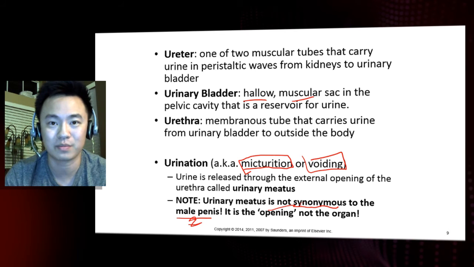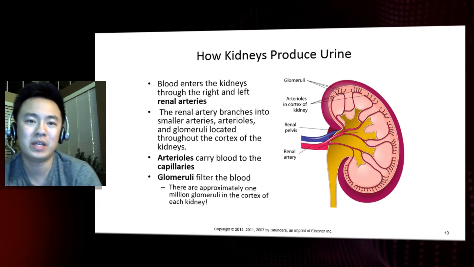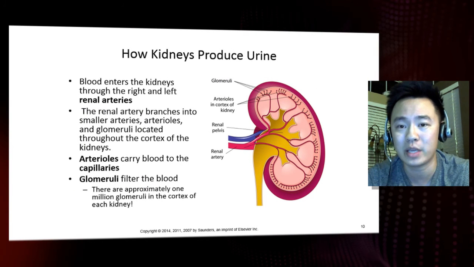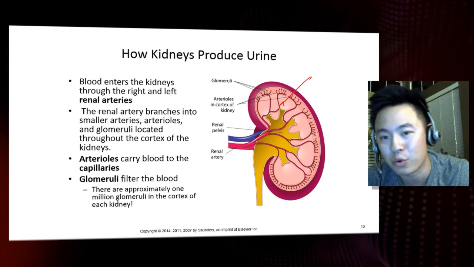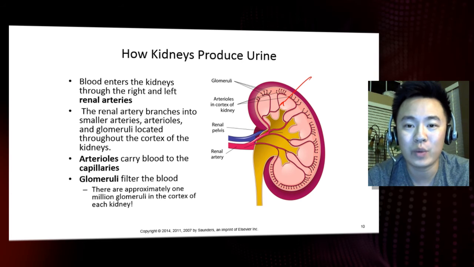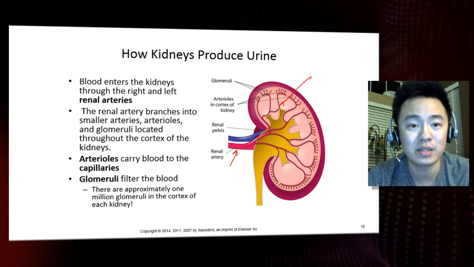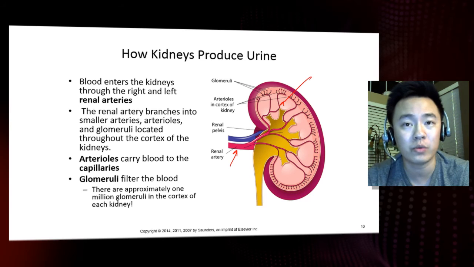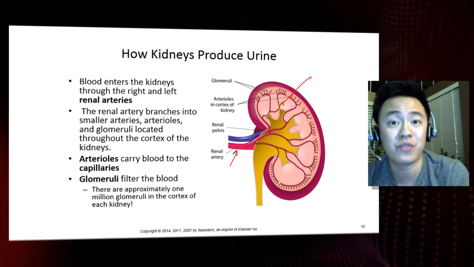Let's move on. So here's how the kidneys produce urine. As you can see here on the right hand side, we have our kidneys. We have the internal medulla, which is the centermost region, and then we have the outer portions of the kidney as well. Now, as you can see, we have the renal arteries and the renal veins. The blood enters the kidneys through the right and left renal arteries, because don't forget, the arteries carry blood away from the heart.